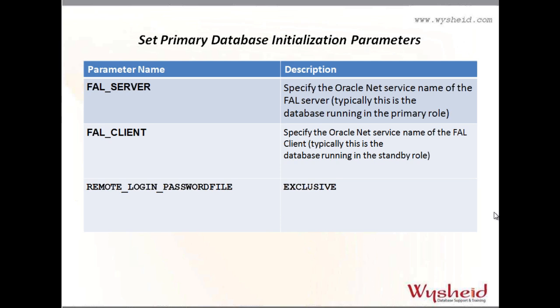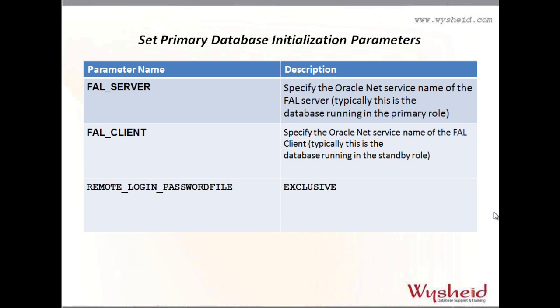This parameter has significance only on the standby instance, but we are setting it on the primary instance also. Can you tell me why it is required? Because if a failure happens, tomorrow the standby will act as the primary. It's vice versa.